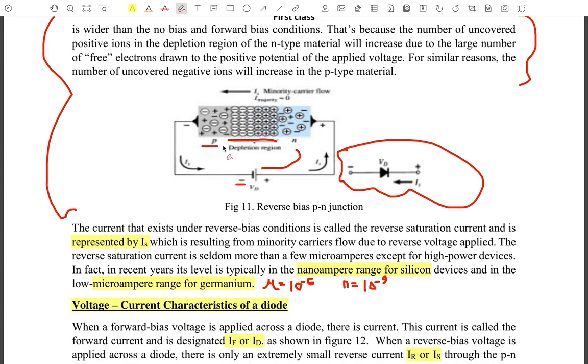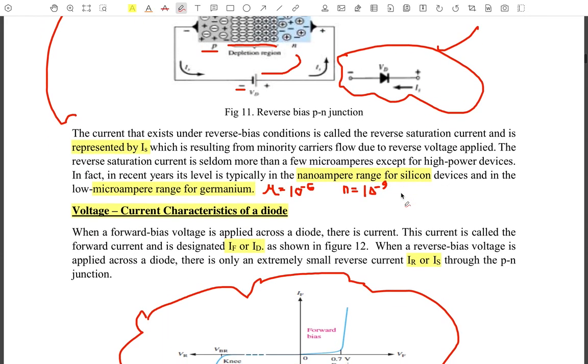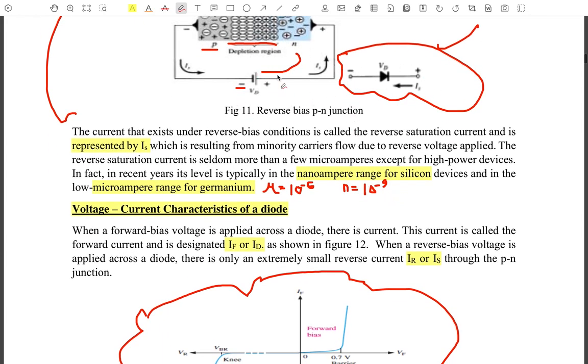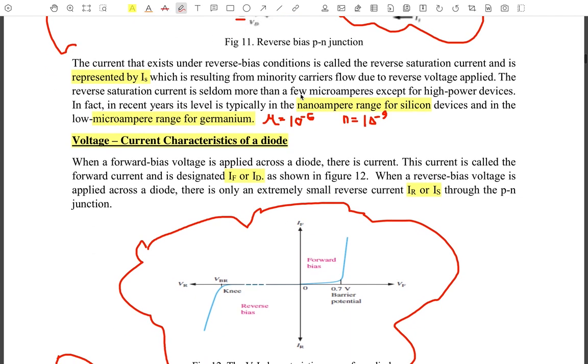In reality, the current will be very small, in nano amperes or micro amperes. This current is the saturation current. I also want you to remember this one. We will apply these with examples.